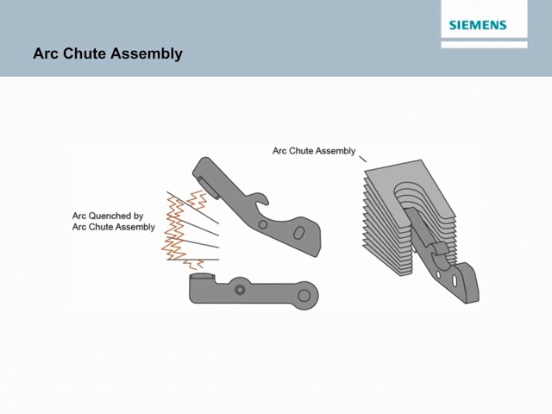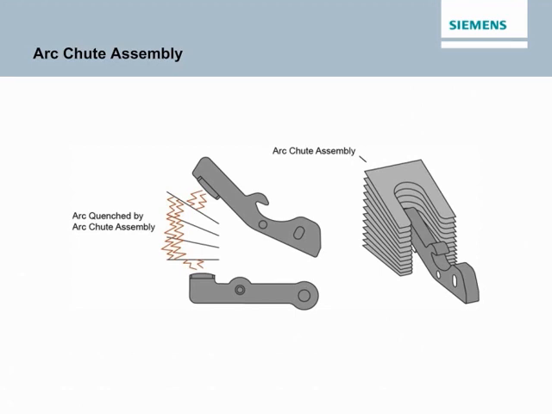Minimizing the arc is important for two reasons. First, the arc can damage the contacts. In addition, the arc ionizes gases inside the molded case. If the arc isn't extinguished quickly, the pressure from the ionized gases could cause the molded case to rupture.